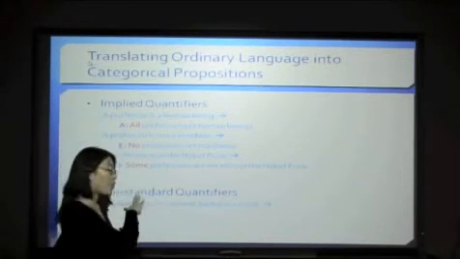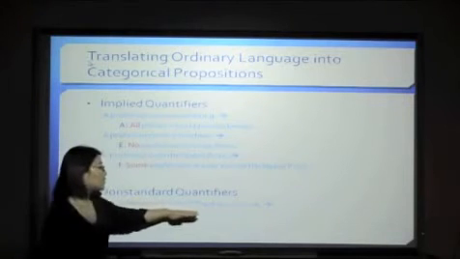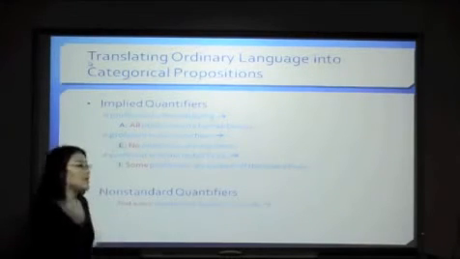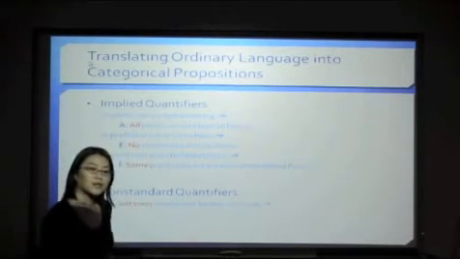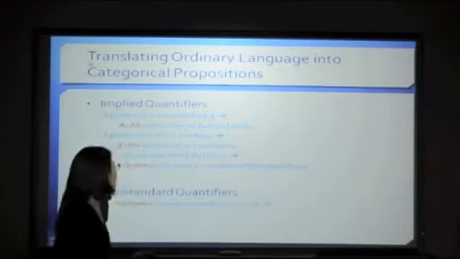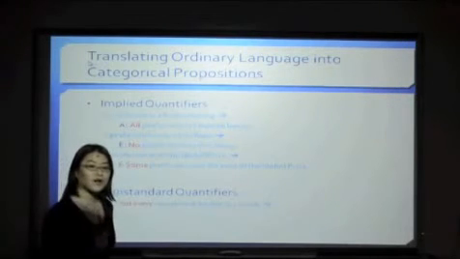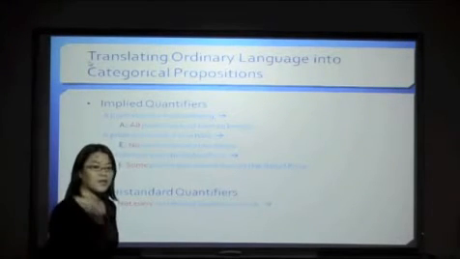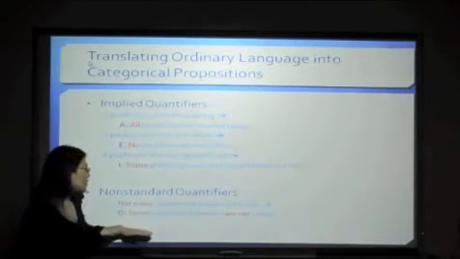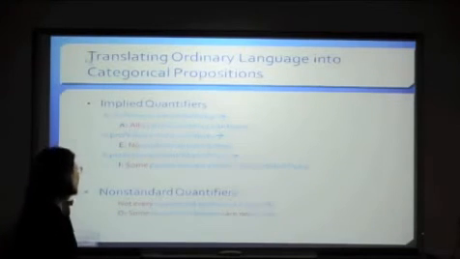Another thing in terms of quantifiers, you can also have non-standard quantifiers, and we actually talked about this a little bit prior. Here we have the statement, not every investment banker is a crook. What this statement is actually suggesting is that there are some investment bankers that are not crooks. So you want to translate the not every into the quantifier that captures this intended meaning, and that would be some investment bankers are not crooks. And notice how this becomes an O-type statement.